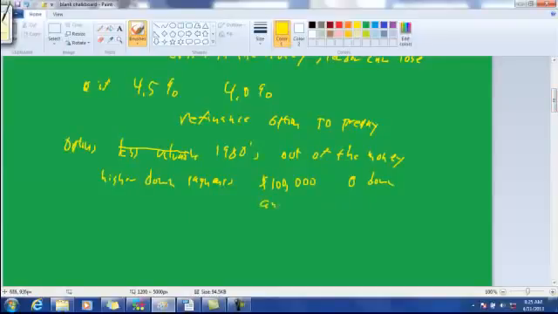So any home price drop makes it desirable to exercise the default option.